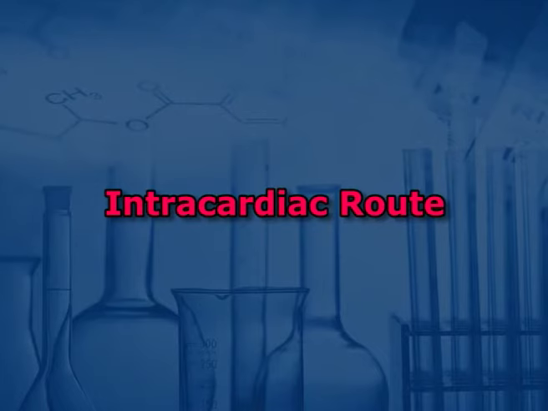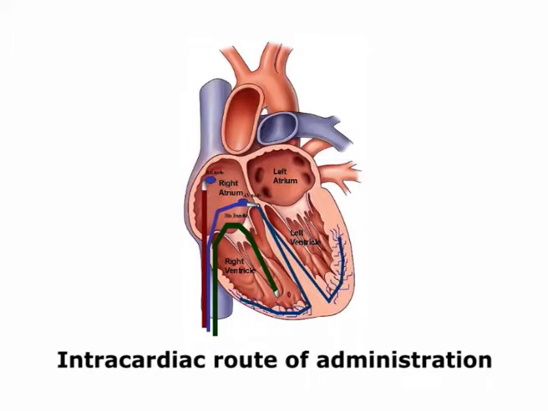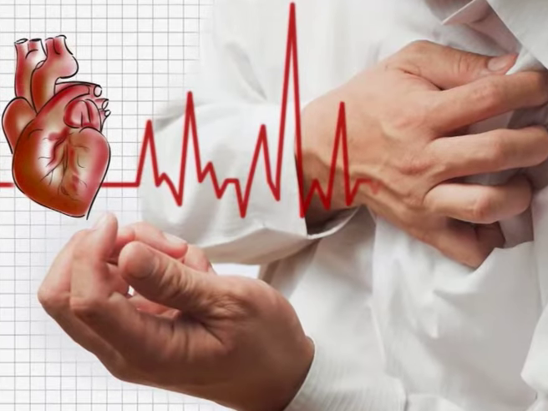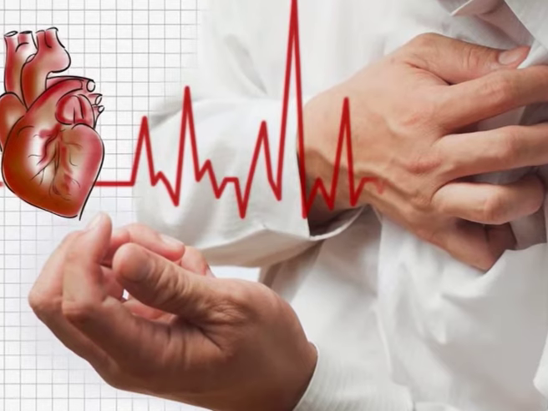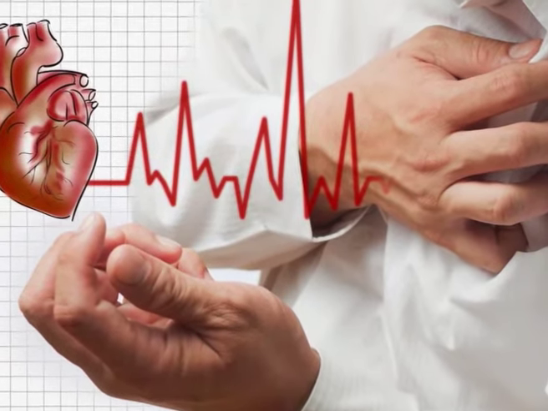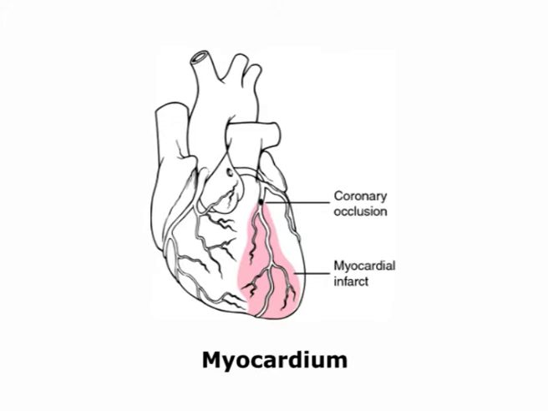Next route is the intracardiac route. When injection is given directly into the chambers of the heart, it is called the intracardiac route of administration. Under abnormal situations and during certain emergency circumstances like cardiac arrest, where the drugs have to reach the myocardium quickly, the intracardiac route may be used. Precautions must be taken to prevent the heart muscle, coronary arteries or conducting systems from damage by the trauma of the injecting needle or by the drug injected.